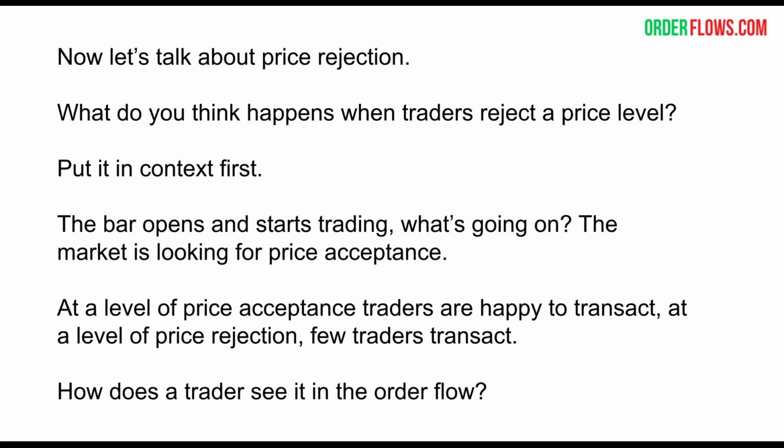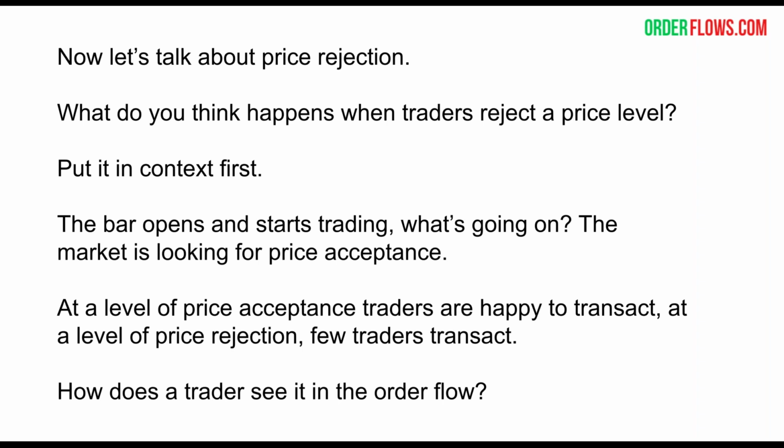So think about that. Where you have price acceptance, traders are happy to transact. That's going to be your point of control, your POC, your area with the most volume, because generally that's going to be your value area for that bar. But at levels that they reject, there's going to be very little trade. People don't want to be buying the high. People don't want to be selling the low.